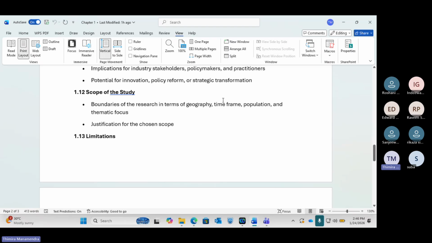Then the time frame, how long you are going to do this, the population, and also if you are trying to do the qualitative work, what sort of thematic focus you are trying to bring in. Because I have seen some of you are taking only the qualitative approach as your data collection method.